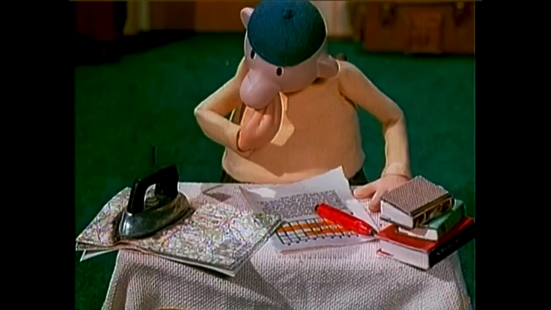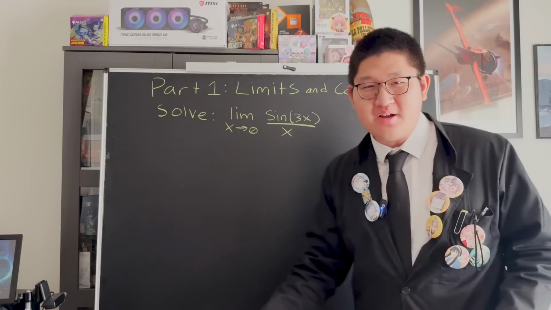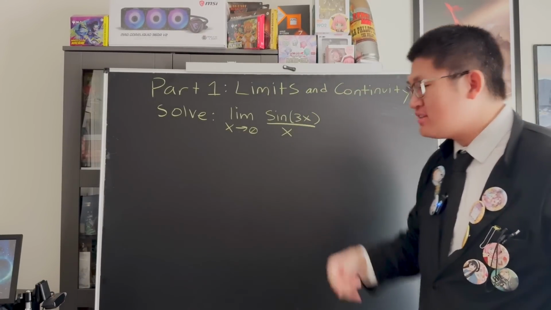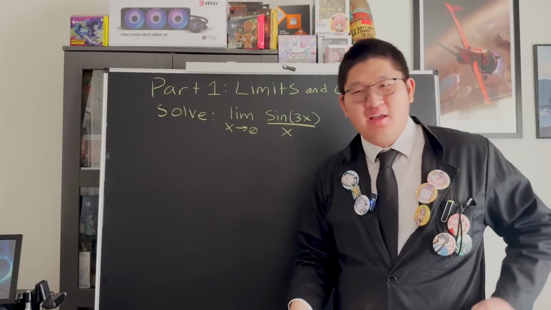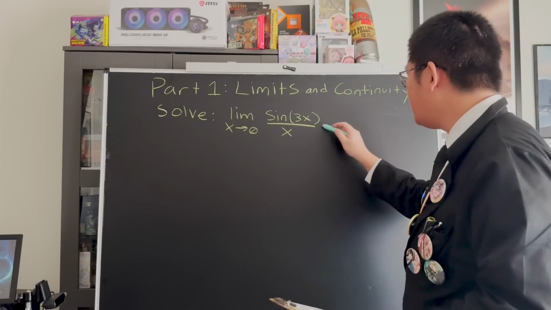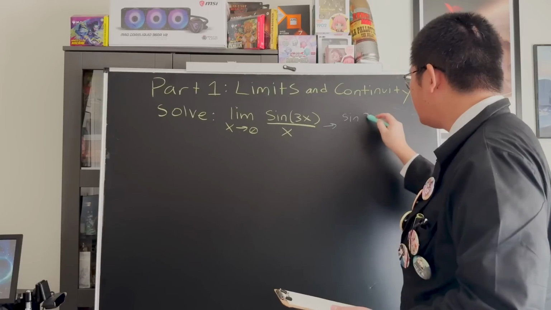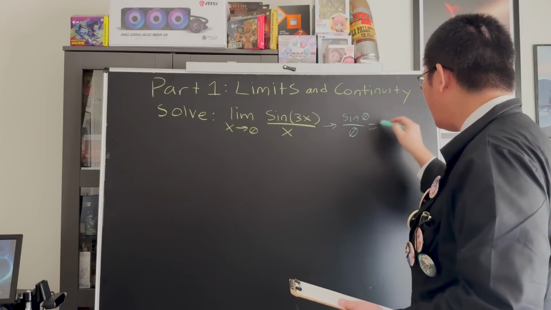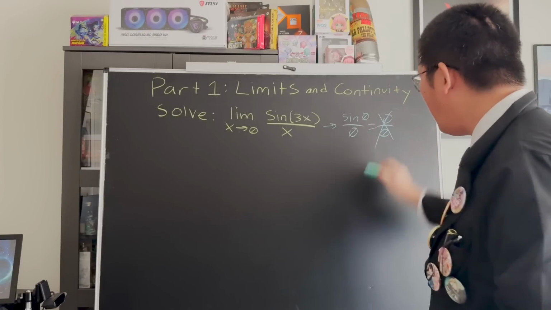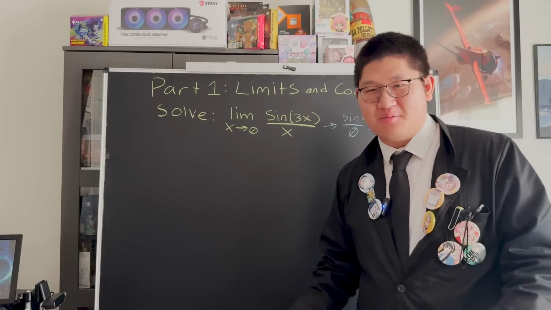What is going on over here? There's nothing to cancel. That's a sine function on top and an x on the bottom. And what if we actually go ahead and just plug in zeros? We'll get sine of 0 over 0, which again is 0 over 0. That is no good. What can be done here?